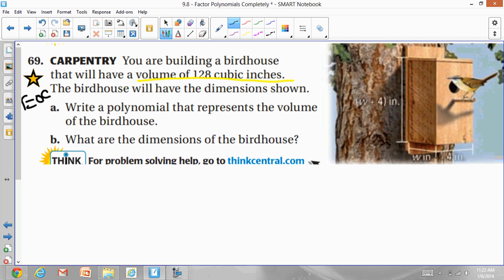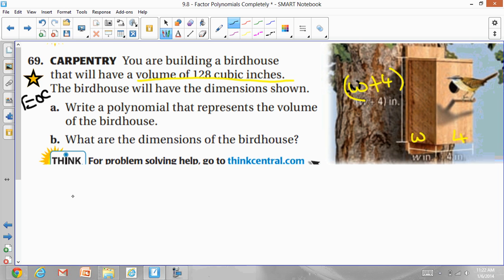So this is a little blurry. So I'm going to rewrite this as W plus 4, which is here. And this one is W. And this one is 4. Since it's a little blurry, I'm just rewriting it for you. So W plus 4 inches. And this is W. And this is 4.